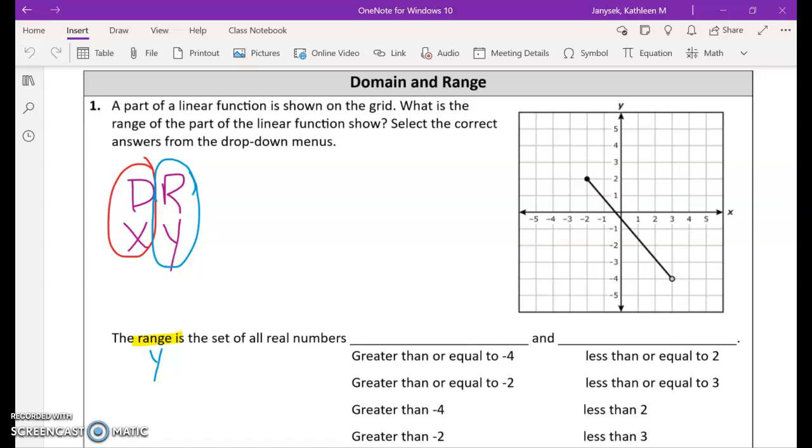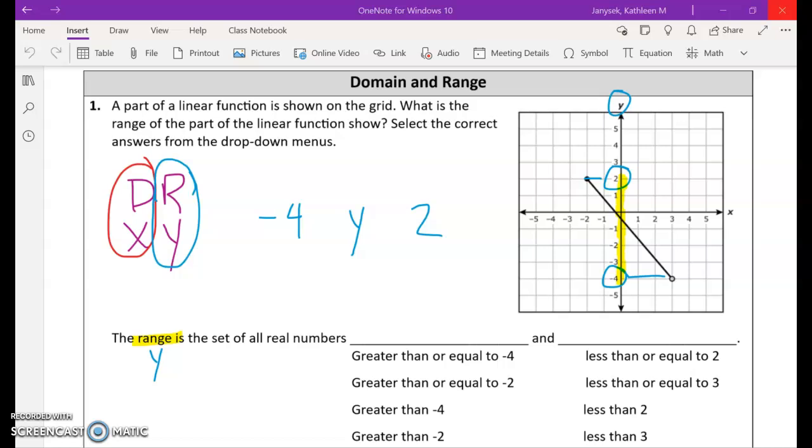Now, it really helps with these problems to write your answer as an inequality first before you select what the correct answers are from the drop-down menus as words. So when we're writing our inequality, Y goes in the center, and then it's always from least to greatest. So the lowest Y value is -4. Notice I highlighted it on the y-axis so you could see like the lowest was -4 and the highest the graph goes is 2. Now at -4 you can see that there is an open dot.